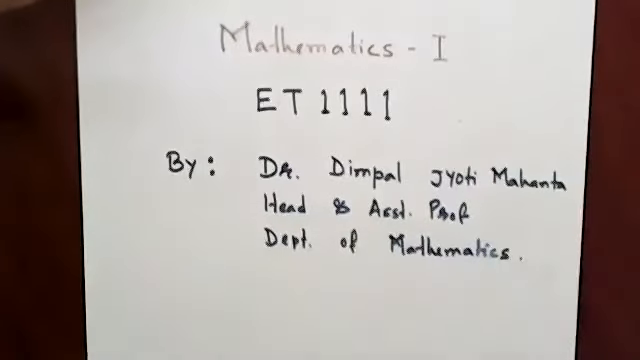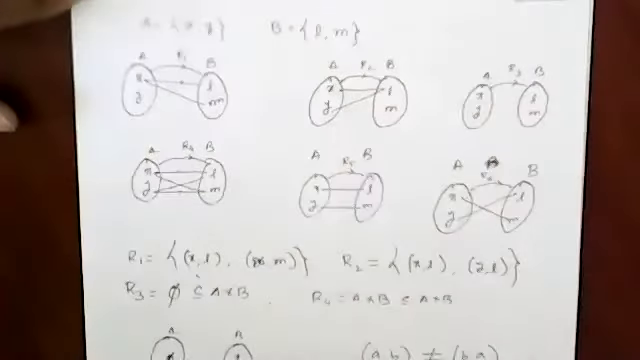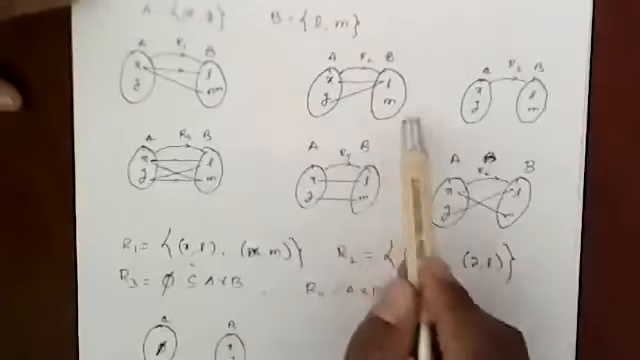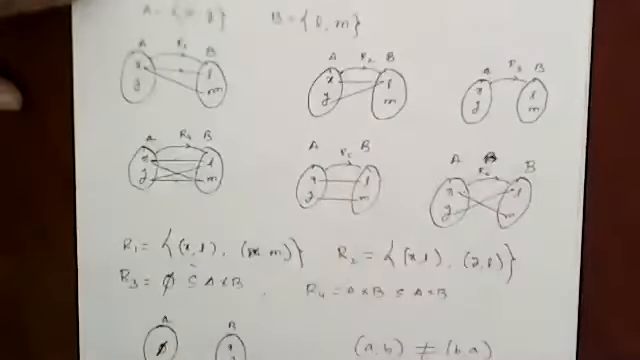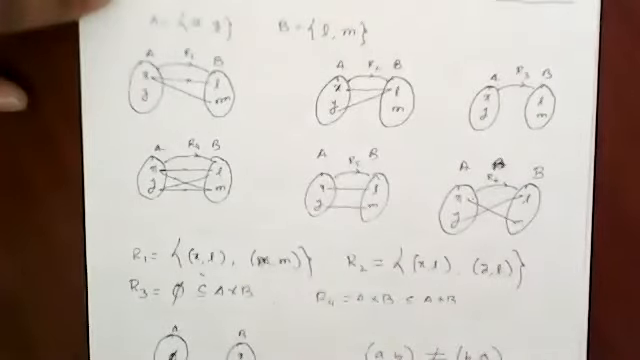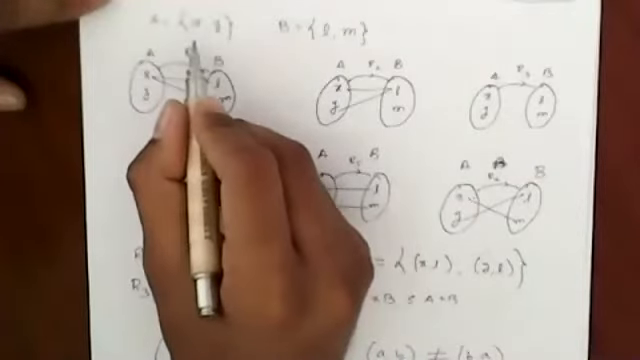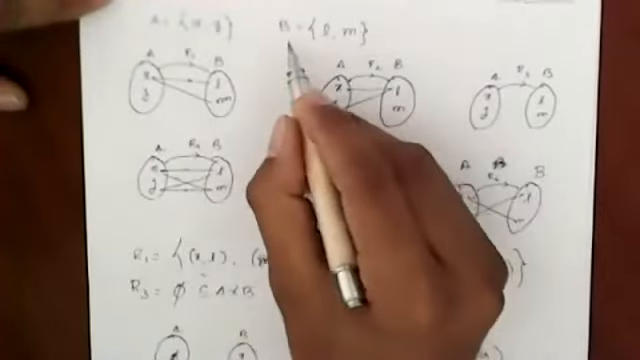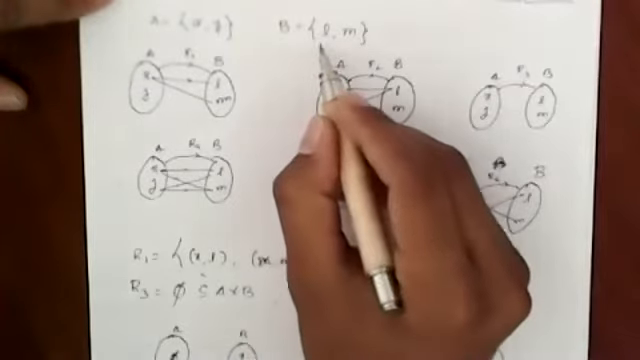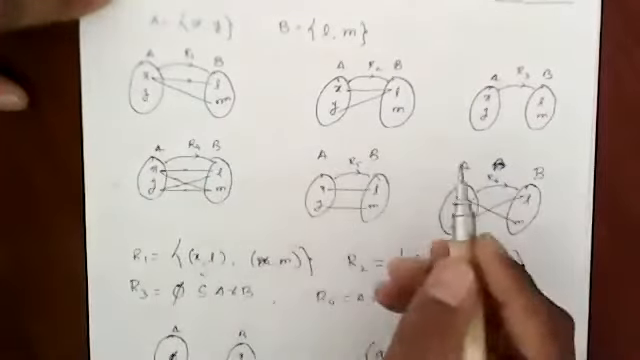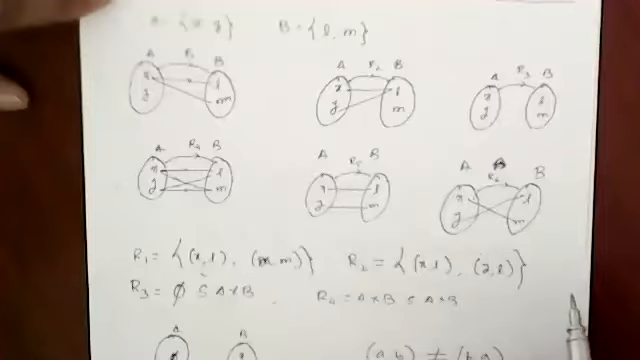So last class when we were discussing relations, I gave some examples. Is it visible here in this white space? Yes, sir. So we considered two sets. The set A was the set of all girls in my class, and set B was the boys of my class. Then we put different restrictions, and by putting different restrictions we get different relations.